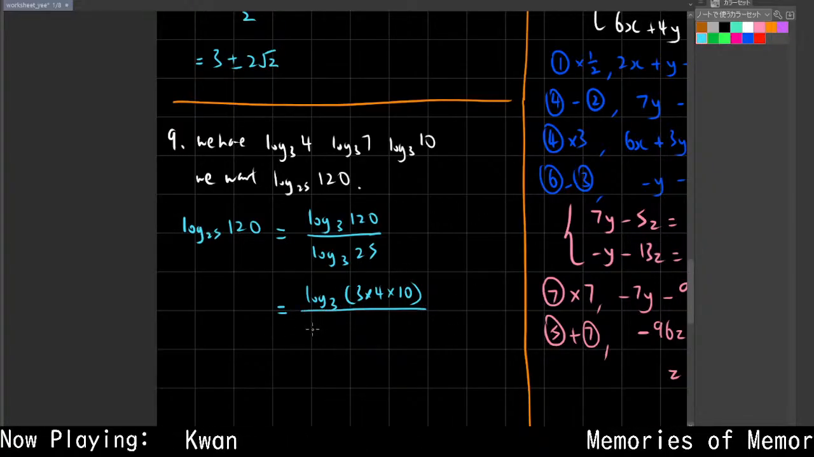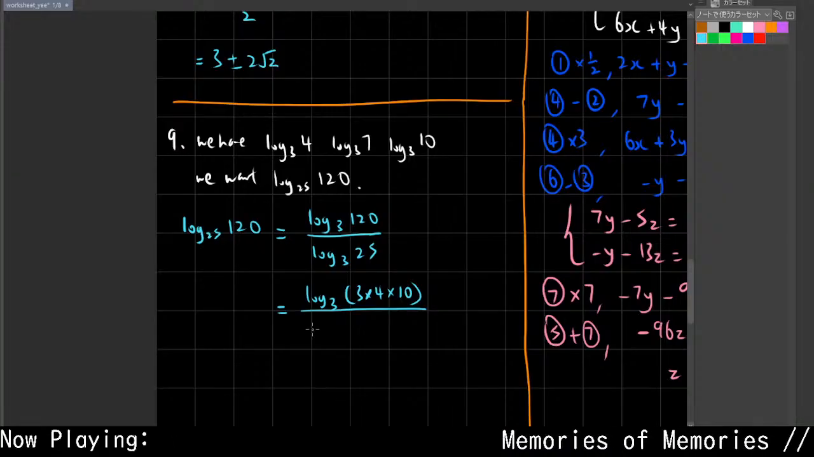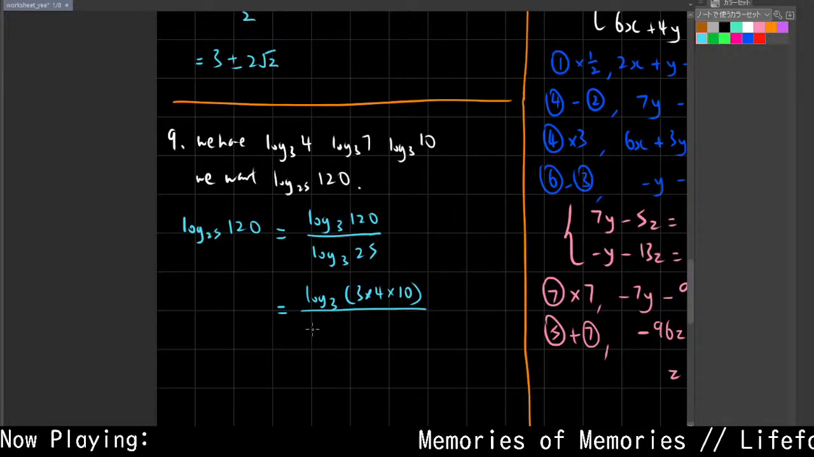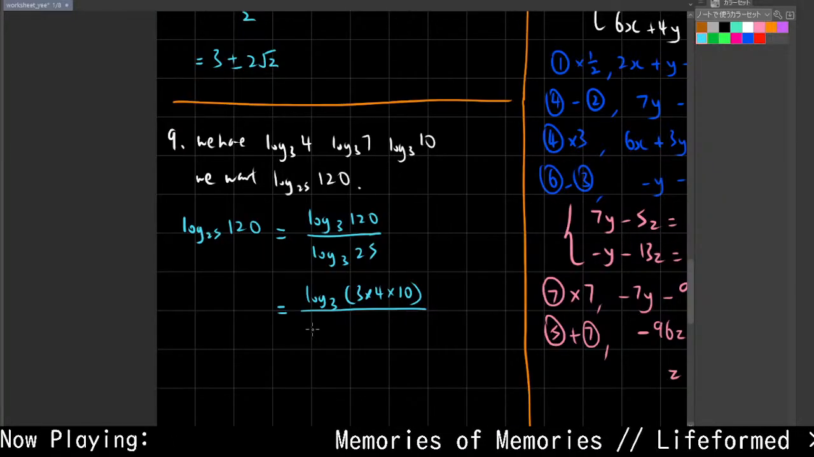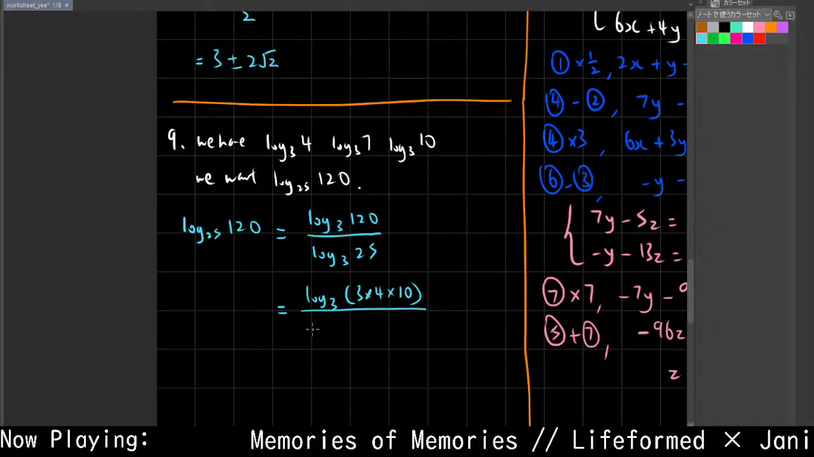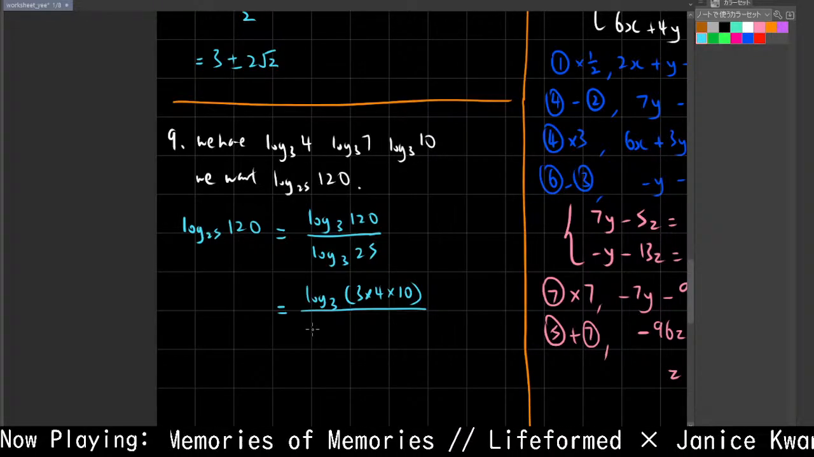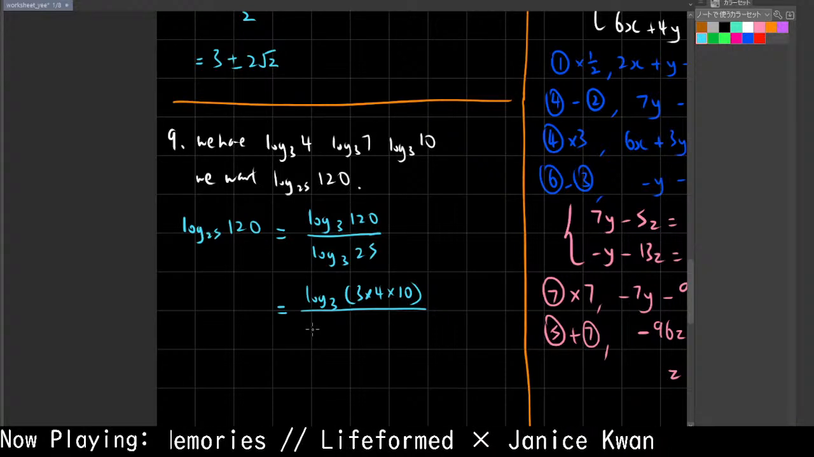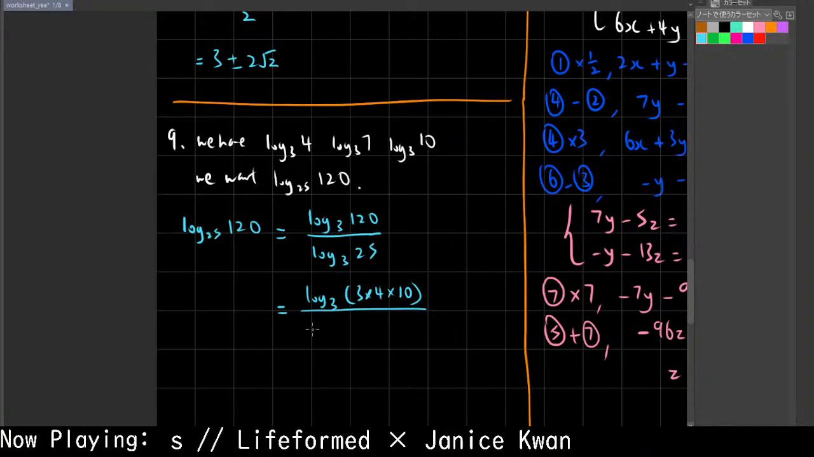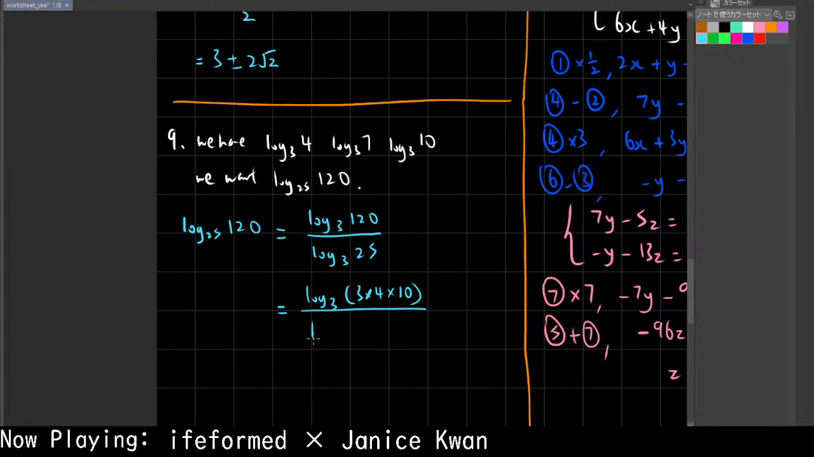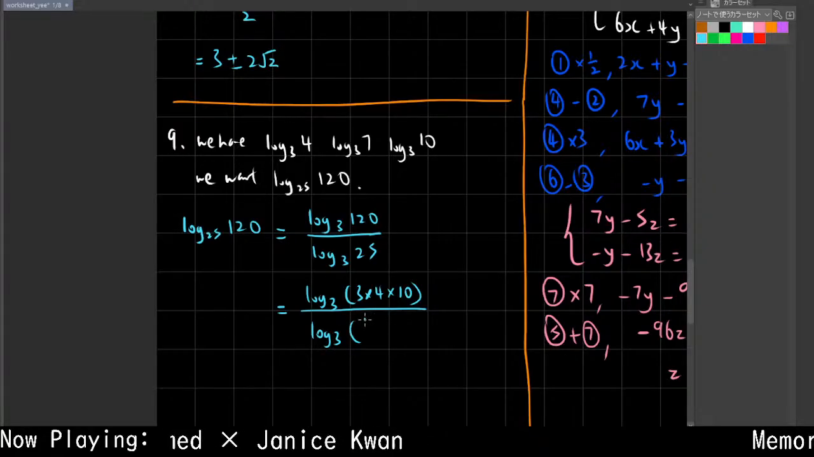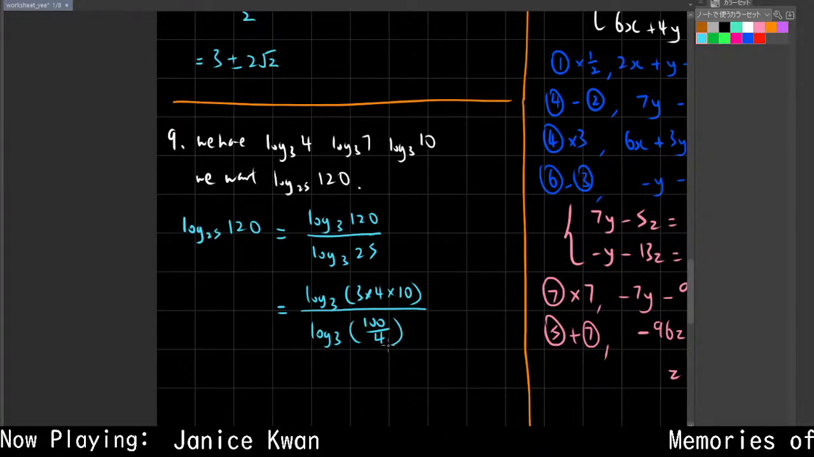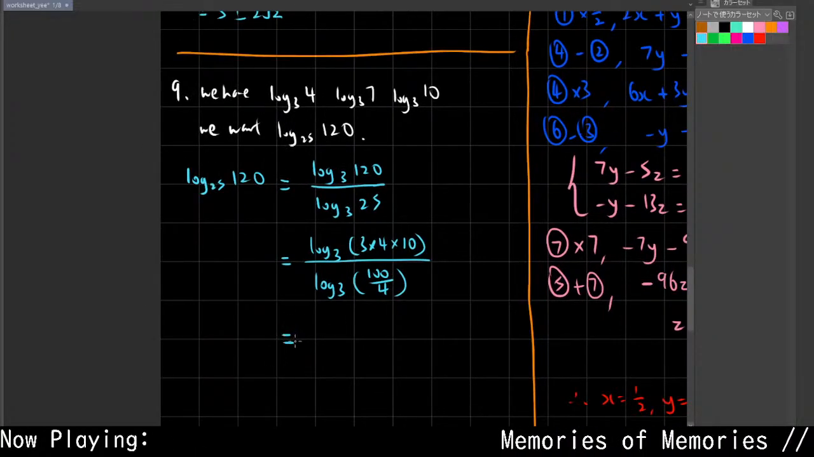25. 25 is 5 times 5, so it doesn't seem splittable. But what you can do instead is to write it as 100 divided by 4. Because we have 10, so 100 is basically 10 squared, and you also have 4. So I can write this as 100 divided by 4. Then I split.